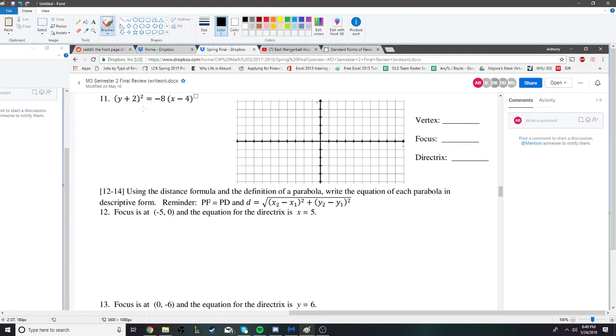So for this one, we already have it pretty much good, the squared term by itself. So we have negative 8 is equal to 4p. Divide both sides by 4. And we get p is equal to negative 2. So our vertex is at positive 4, negative 2. 1, 2, 3, 4, negative 2.